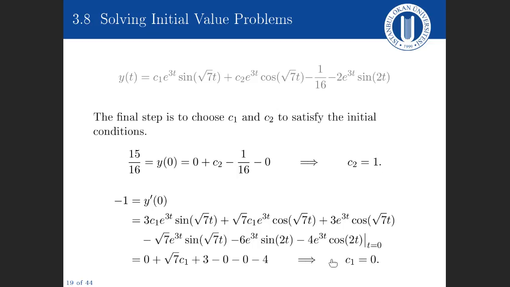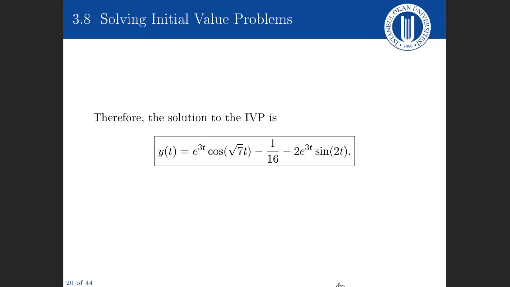So assuming I haven't made a mistake here, we can write down that the solution to the initial value problem is e to the power 3t cos root 7t minus 1 over 16 minus 2 e to the power 3t sine 2t. So I ask you again, do you think you could solve this problem in 30 minutes?